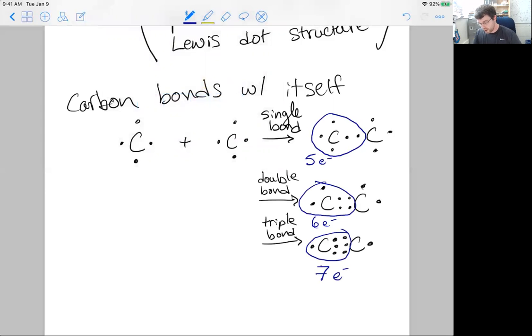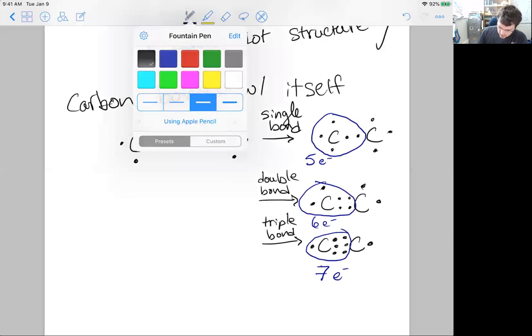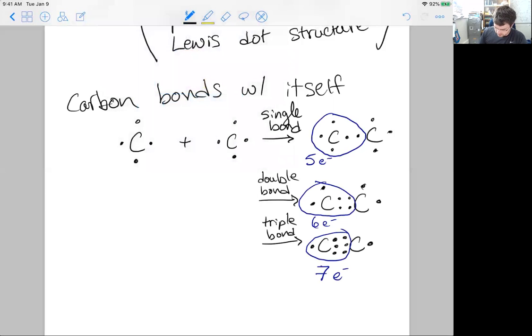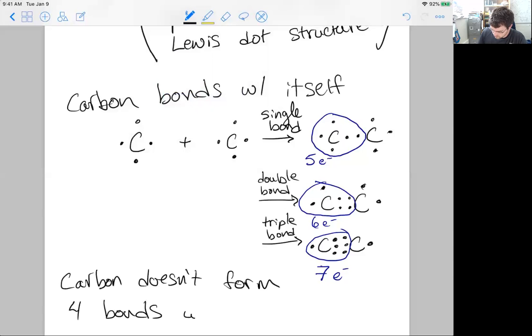Okay, some questions might be coming to mind. What about quadruple bonds or something? So carbon doesn't form 4 bonds with itself. It does not form 4 bonds with itself. We stop going from single bond to double bond to triple bond.